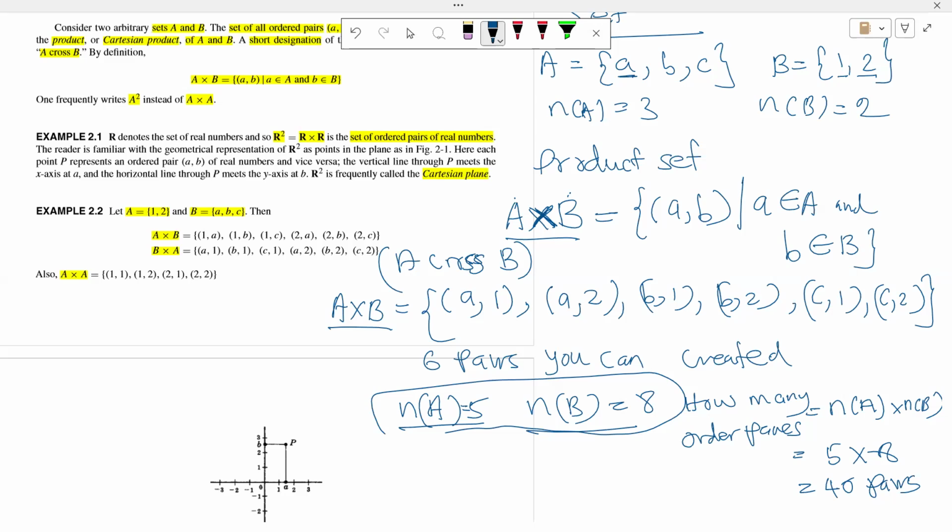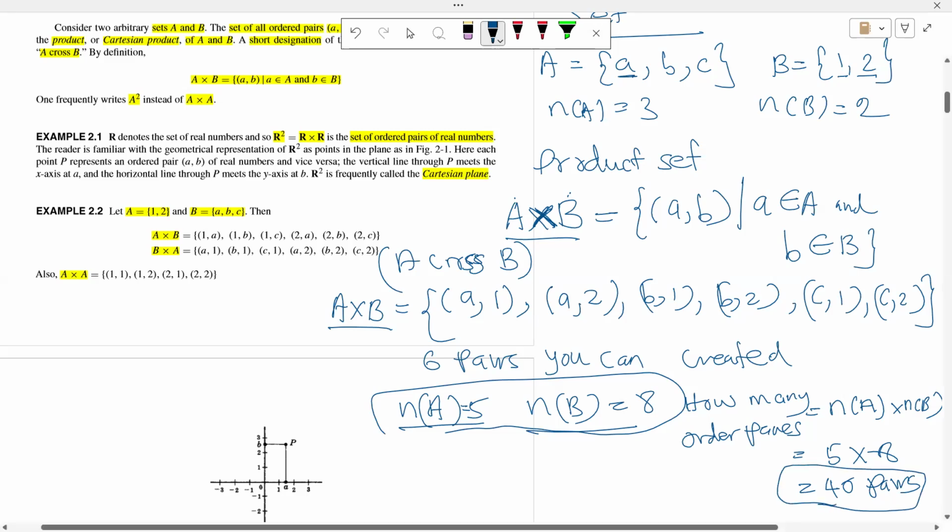Why am I telling this about A product B, the product set A cross B? A cross B is a product set, and here we are writing the elements as ordered pairs. Each such pair we call a relation. Just think you are creating 40 pairs. From these 40 pairs, if you take a few ordered pairs, that we can call one relation.